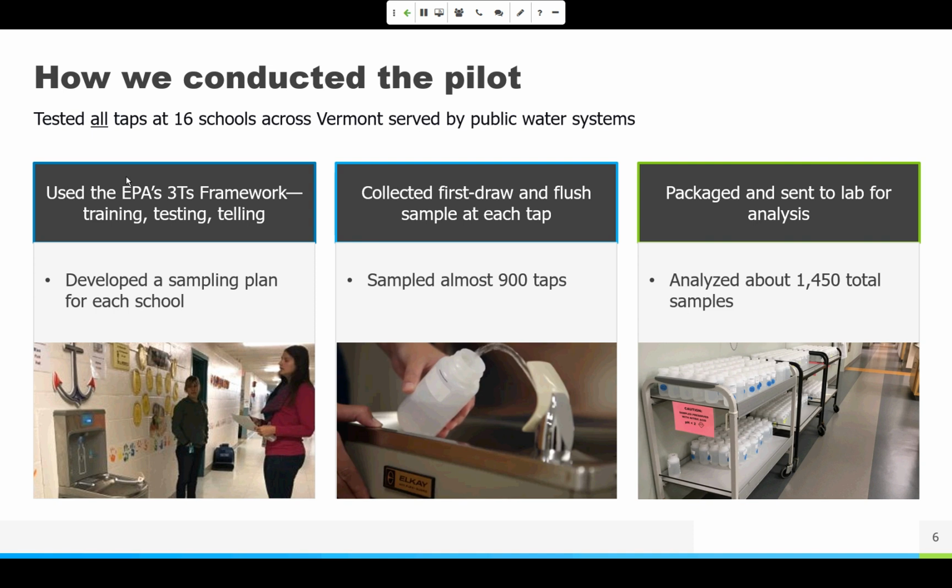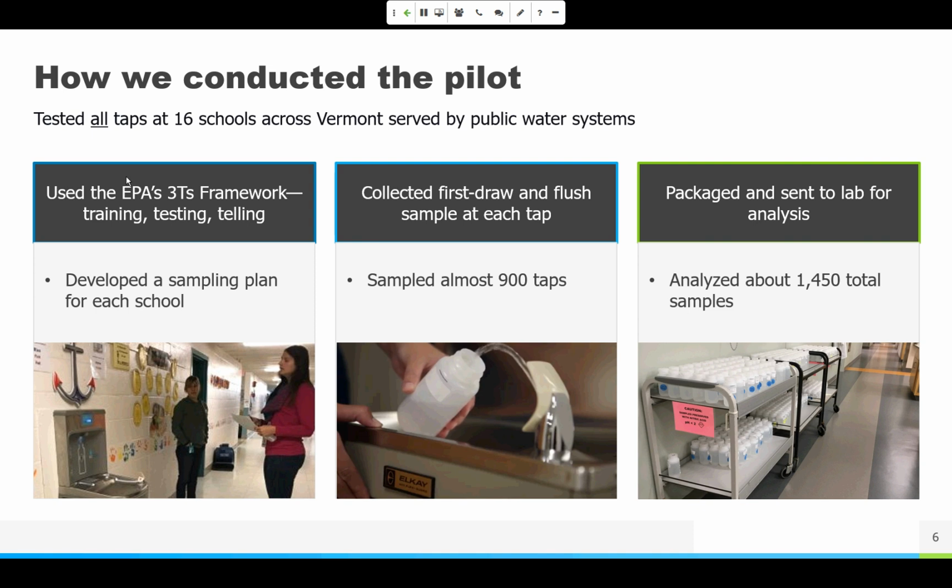We also sampled a number of bottle fill stations, hallway fountains and water coolers, as well as taps in the kitchen, staff room, and nurse's office. Samples were generally not collected from other locations unless it was noted that they were used for cooking and drinking. So in a couple cases, there was a bathroom that the school staff knew kids fill up a water bottle out of this fixture, so that was sampled.